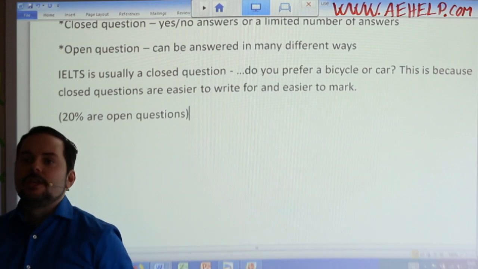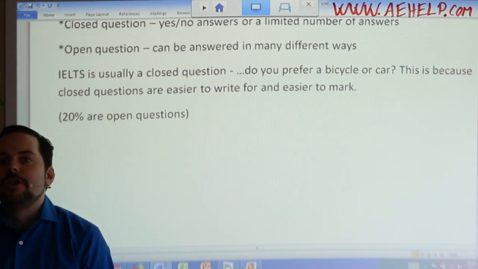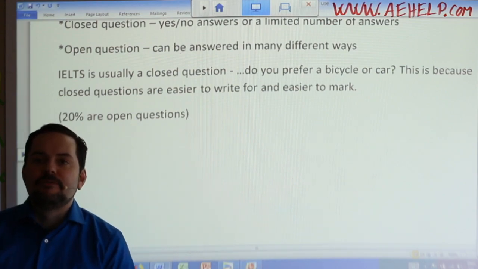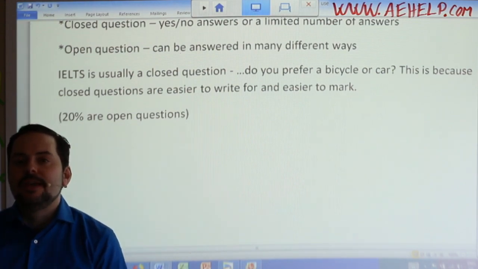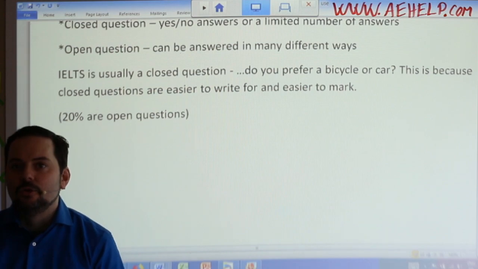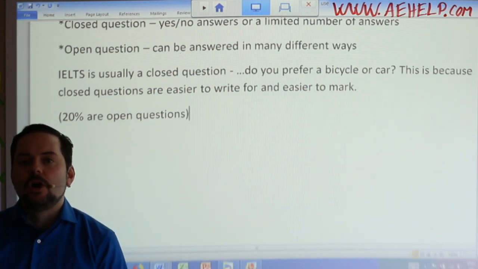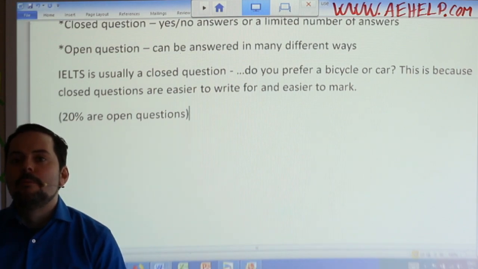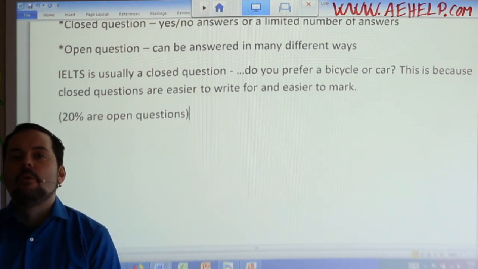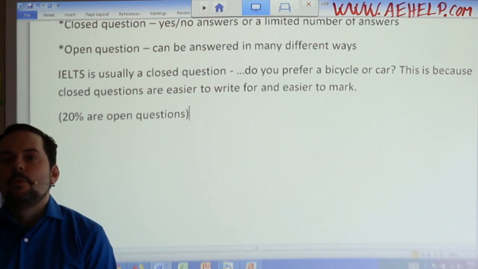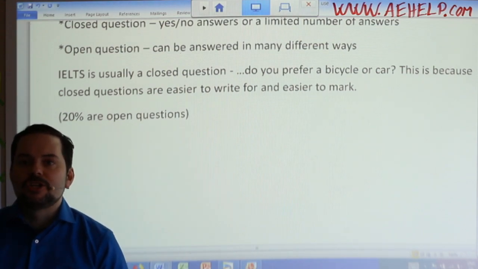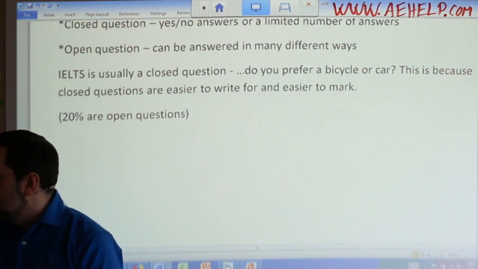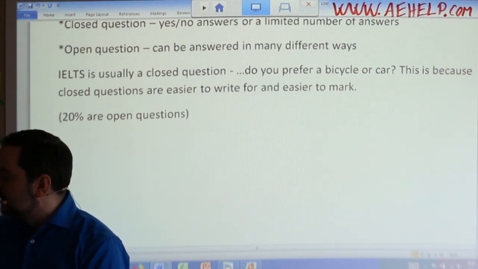So it is important that you study at least one open question before you sit your IELTS exam, because if you get an open question for task 2, it can really surprise a lot of students, and students will often get a low mark in the writing when they get an open question, because they get confused and they have difficulty identifying the answer and writing quickly.